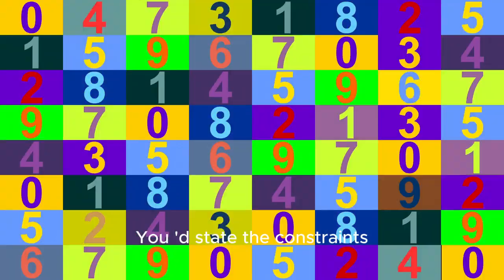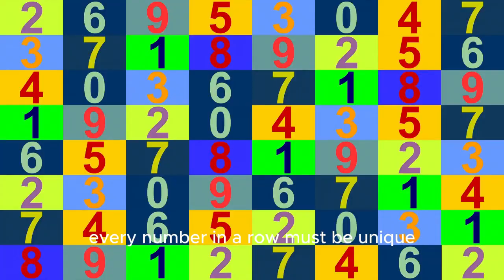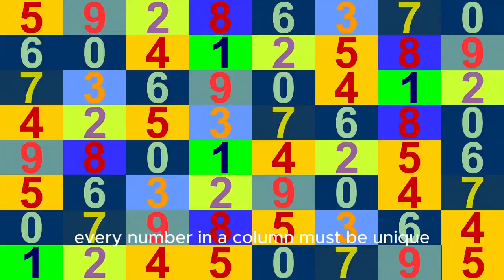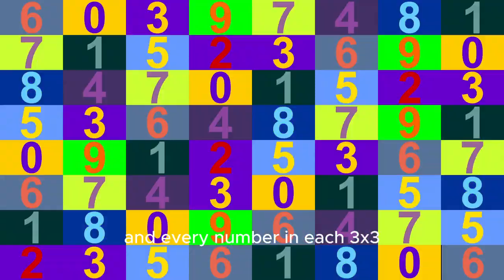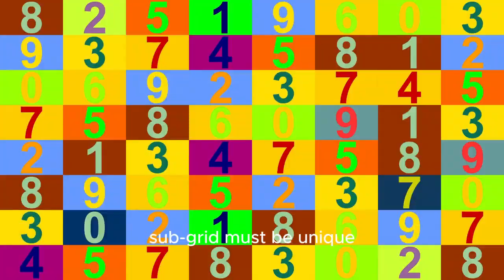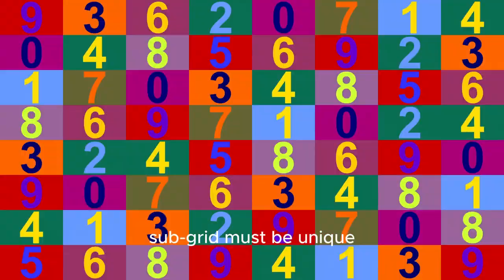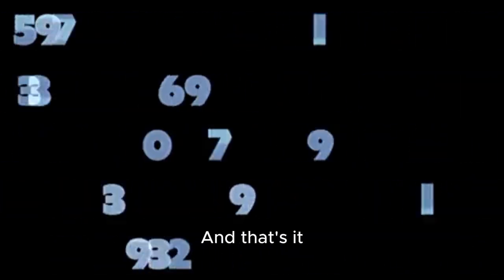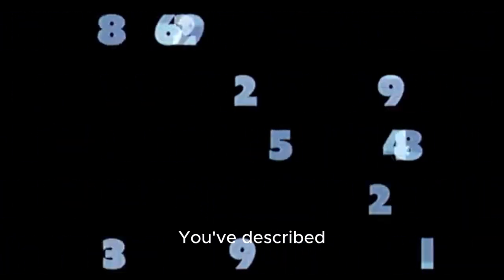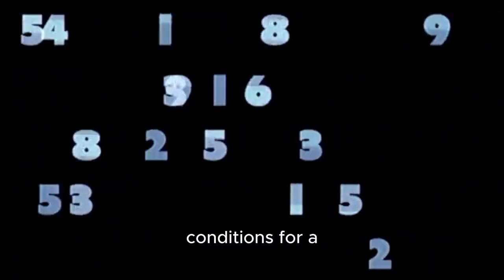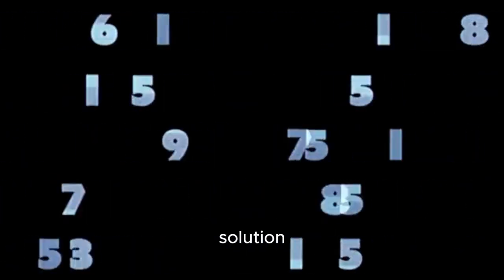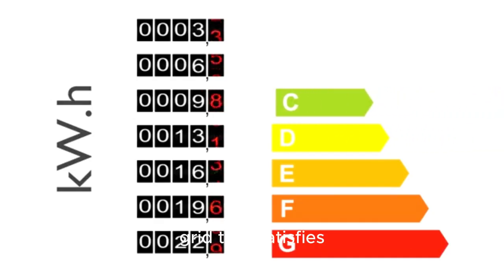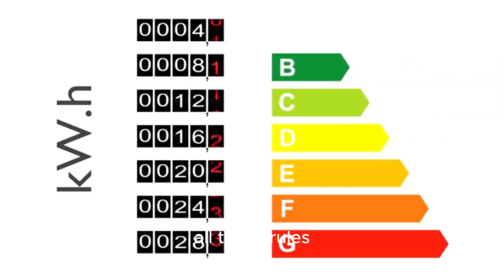You state the constraints. Every number in a row must be unique. Every number in a column must be unique, and every number in each 3x3 subgrid must be unique. You'd provide the initial puzzle with its given numbers. And that's it. You've described the problem, the conditions for a solution. Then you just ask the system, find a grid that satisfies all these rules.